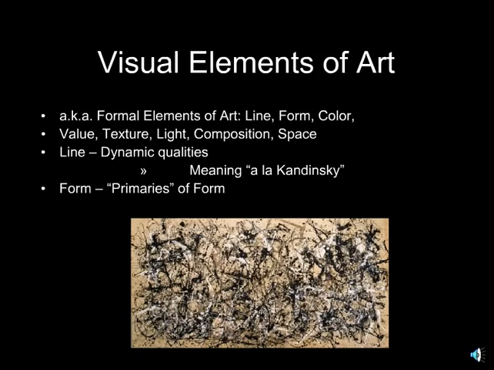Now, form is an important thing. You know, everything that you put down has to have a shape of some kind. And we're familiar with the idea of primary colors. I would like to posit that there are primary forms. The triangle, an aggressive shape. The square, a stable shape. The circle, a passive shape.